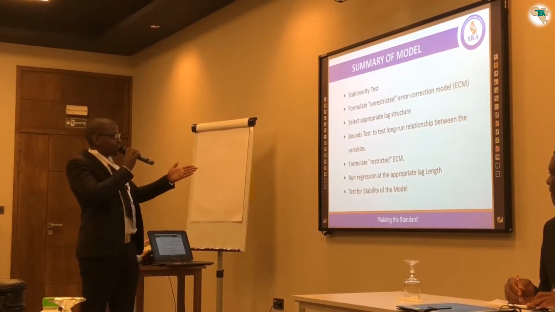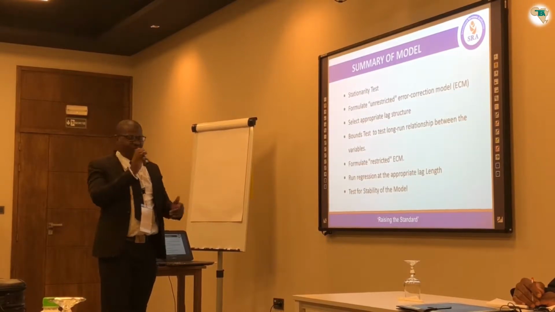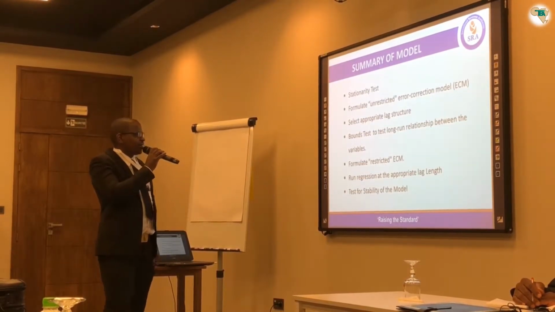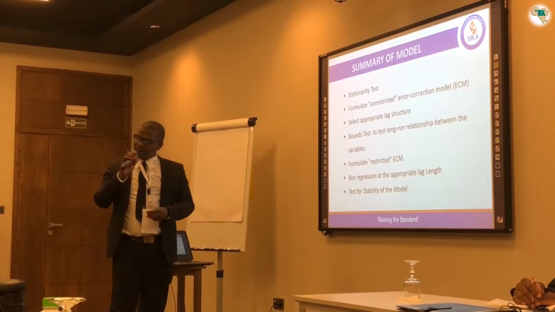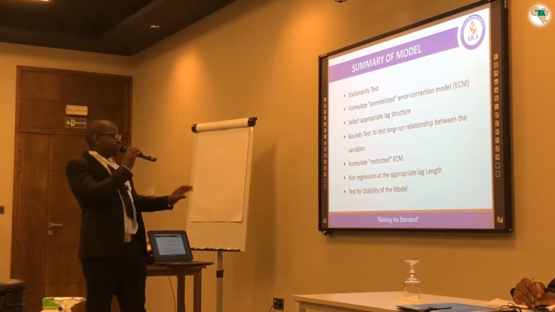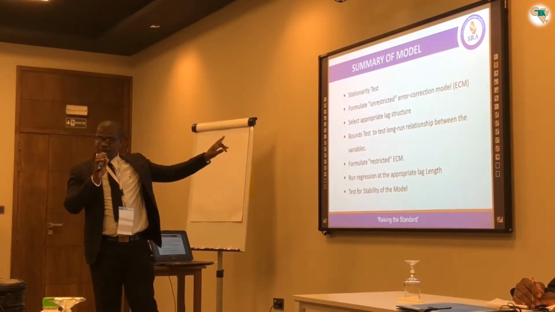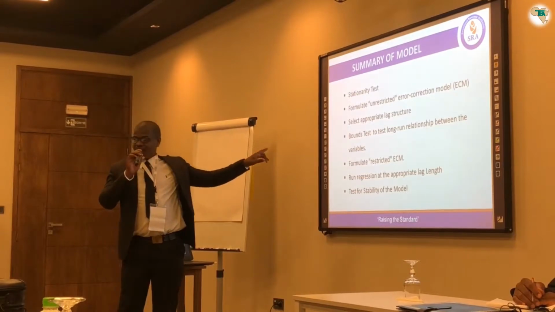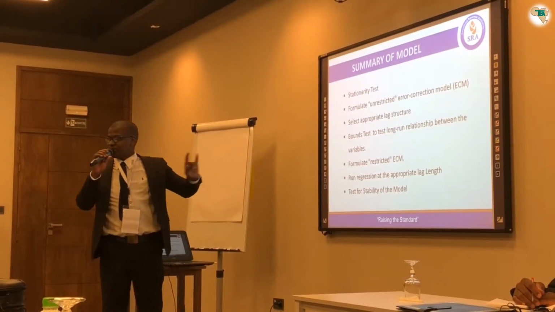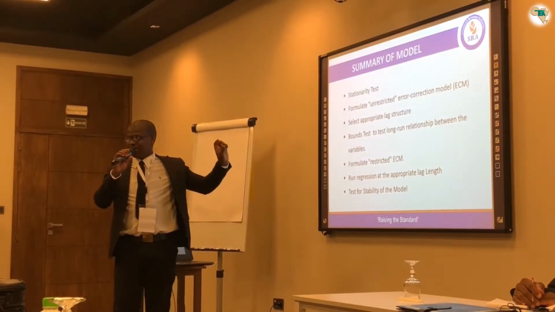Firstly, the stationarity test was conducted in order to determine the I(1) and the I(0) variables that I mentioned earlier. Secondly, the unrestricted error correction model was formulated in order to establish the existence of a short-run relationship. Then, since this is an autoregressive distributed lag model, lags were selected, and the lag criterion that was used was the AIC, and the regression with the lowest AIC was selected.